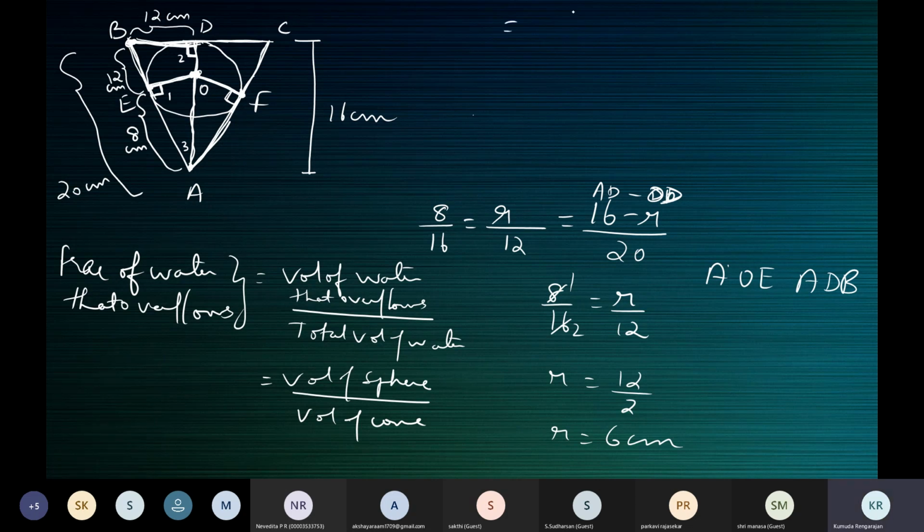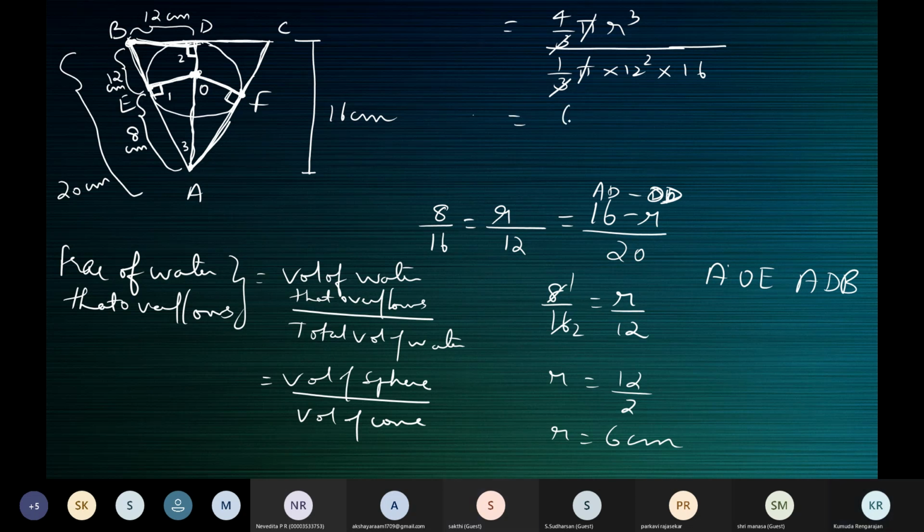So I'm continuing here, which is 4/3 pi r cubed divided by 1/3 pi r square. What's the value of r? 12 square into h, 16. So 3 and 3 will get cancelled. Pi and pi gets cancelled. The value of r is 6. 6 into 6 into 6 divided by, oh, there's 4 here. No, I forgot. 4 into 6 into 6 into 6 divided by 12 into 12 into 16.